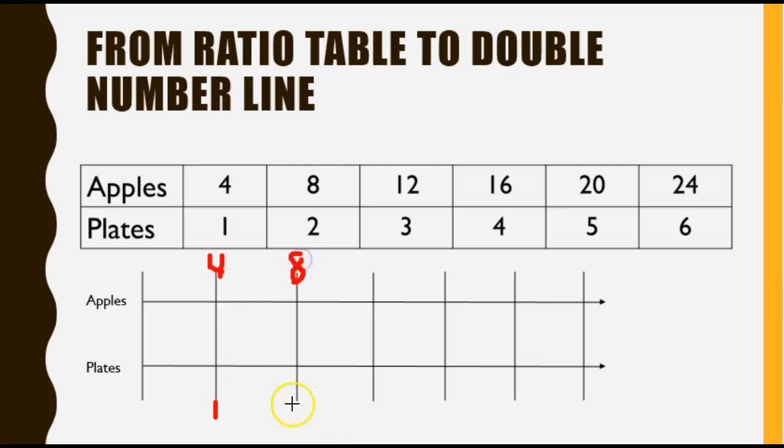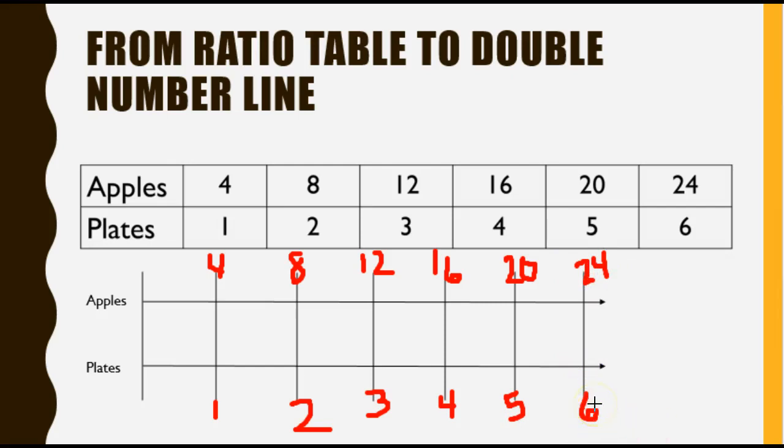For 8 apples, I had 2 plates. For 12 apples, I had 3 plates. For 16 apples, I have 4 plates. For 20 apples, I have 5 plates. And for 24 apples, I had 6 plates. So, I represented my information and my ratios on a double number line, just like I did through a ratio table.